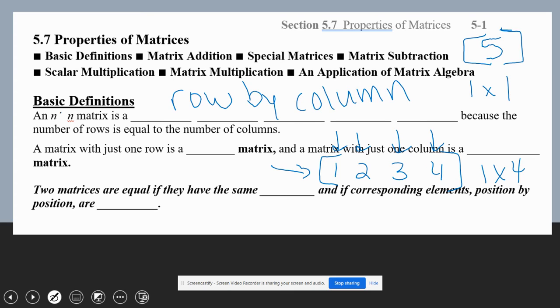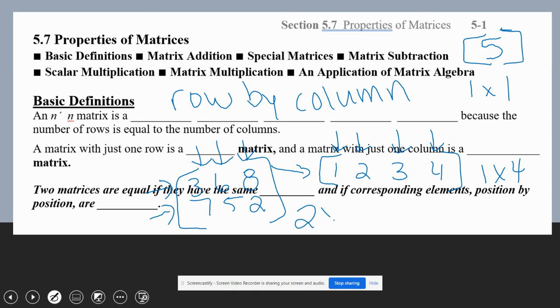Let's say that we had 3, 6, 8, 7, 5, 2. There's 1, 2 rows, 1, 2, 3 columns. So that's a 2 by 3. So that's just a little bit about naming matrices.